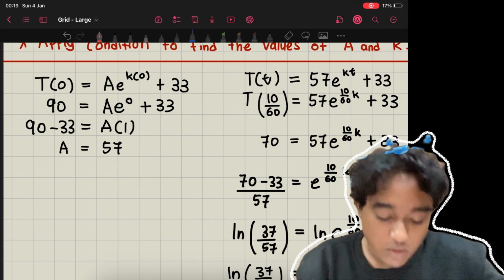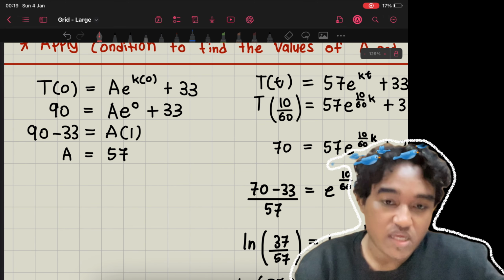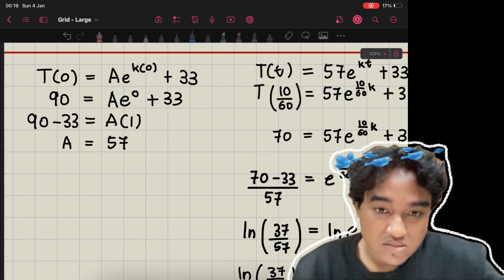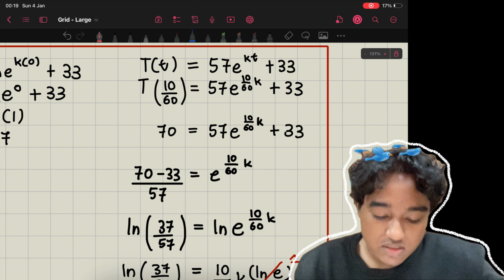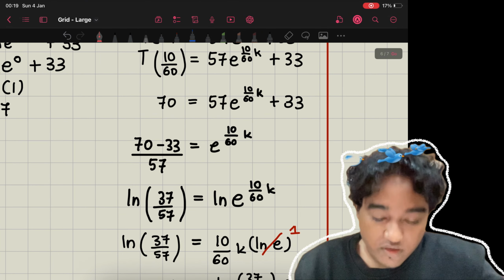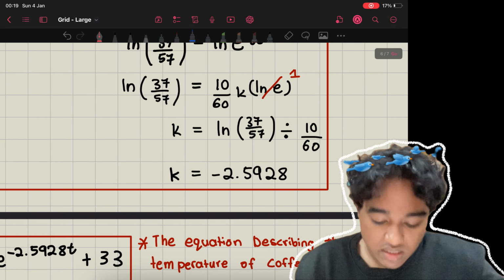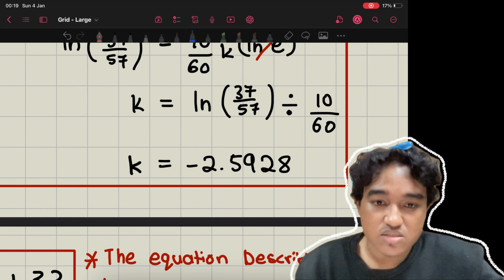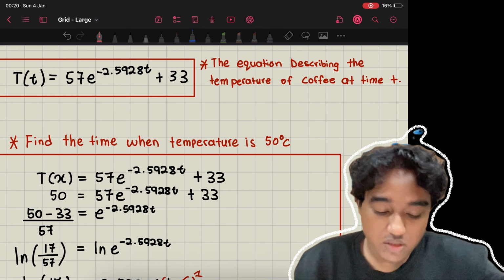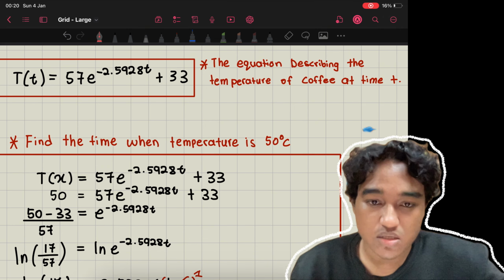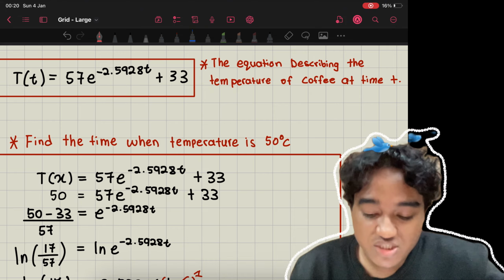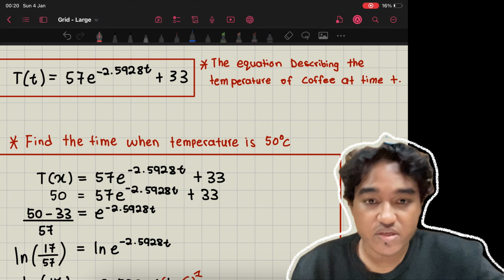So we substitute the value of T(0) equal to 90 Celsius to find the value of A, and we got A as 57. And we move to T of 10 over 60 equals 70, to find the value of K. It will give us K as negative 2.5928. So next, we will substitute the values of A and K that we got from the previous calculations into the general solution. That will give us the equation that describes the temperature of the coffee at time t.